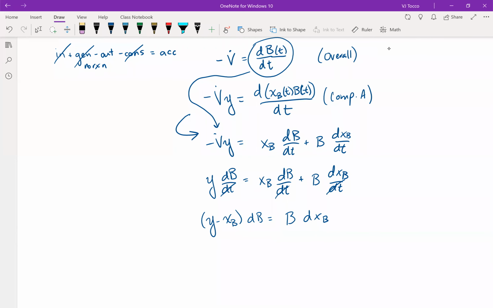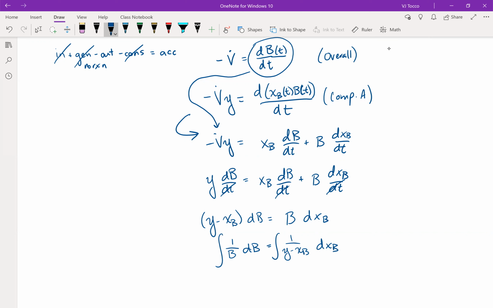Actually, hold that thought. I cannot integrate yet. I have to group terms before I can integrate. So I have a b on the left-hand side and on the right-hand side. I need to get those on the same side. So I'm going to cross divide through, dividing both terms through. So this step looks like 1 over b dB is equal to 1 over y minus xb dxb. And now I can integrate.